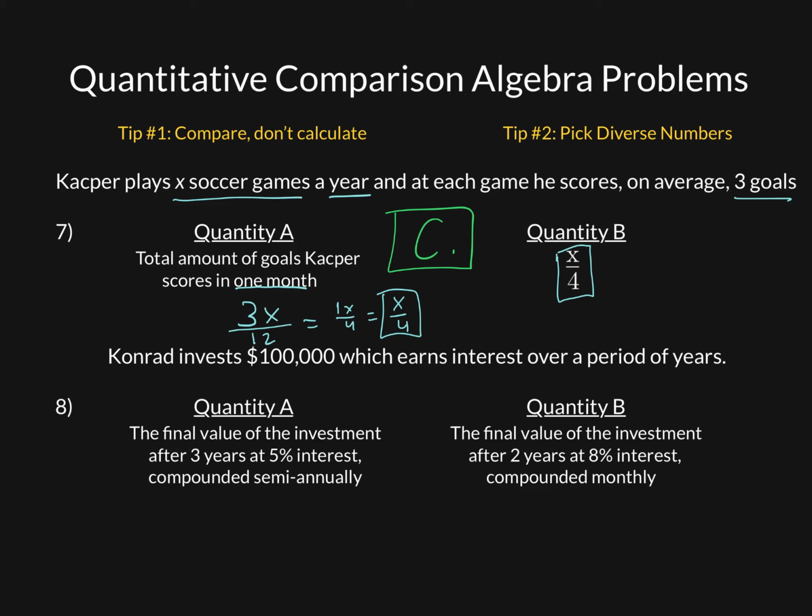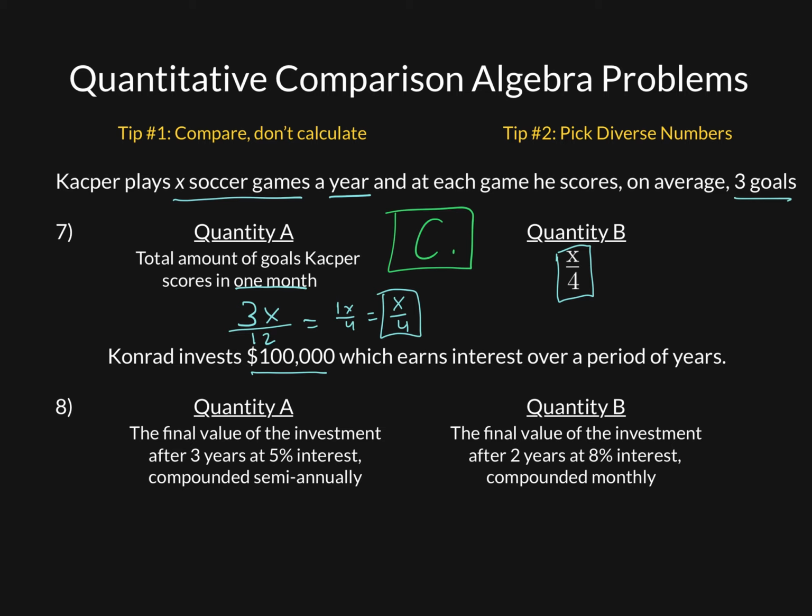Now, let's go ahead and take a look at number 8. Here we have Conrad invests $100,000, which earns interest over a period of years. Let's take a look at quantity A and quantity B. Quantity A is the final value of the investment after 3 years at 5% interest compounded semi-annually. So we have to take that value of $100,000 and plug these numbers into our compound interest equation. Then we'll compare that value to quantity B, which is the final value of the investment after 2 years at 8% interest compounded monthly.